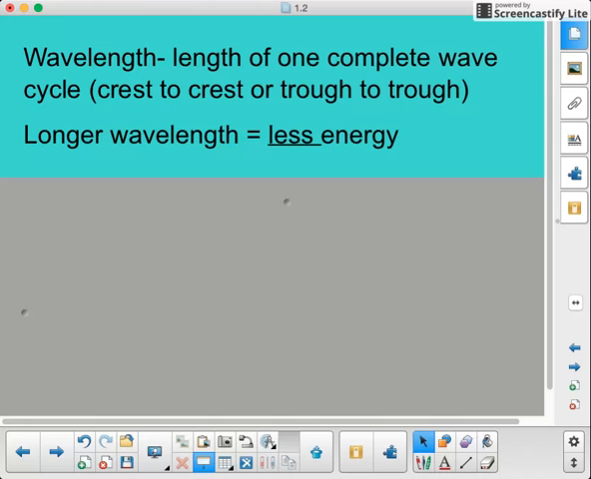Wavelength is important because it tells us about the energy of a wave. The longer the wavelength, the farther apart the waves are, the less energy the wave has.